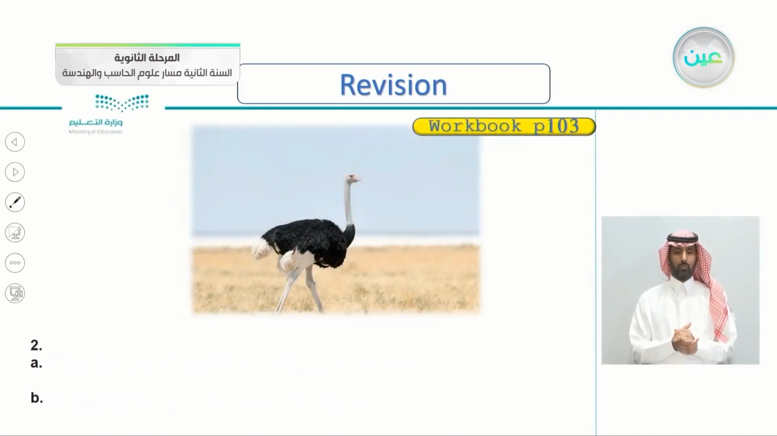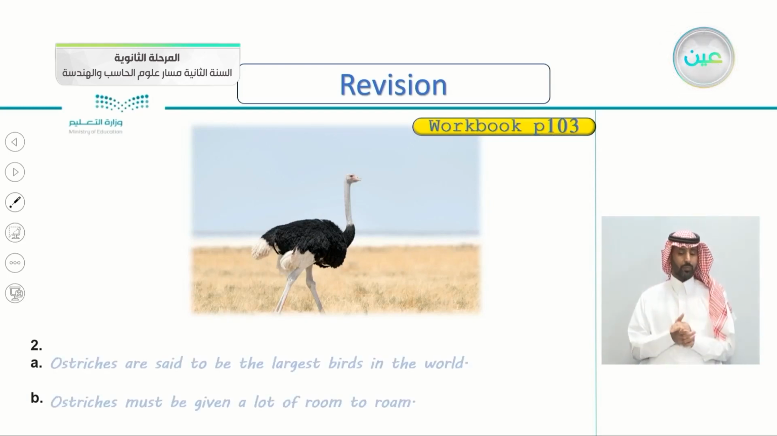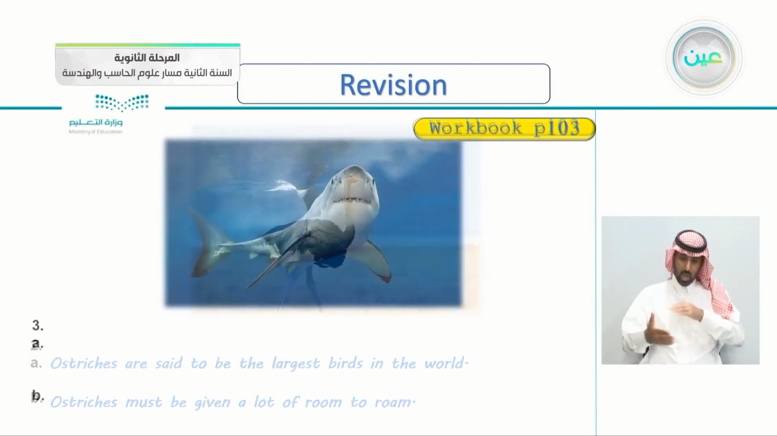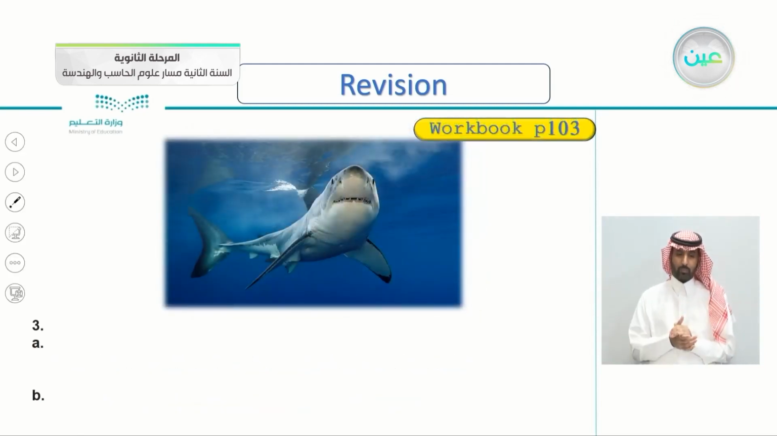What about the ostrich here? So come up with 2 sentences. Very good. But I've written ostriches are said to be the largest birds in the world, or ostriches must be given a lot of room to roam, to move freely. The third picture here is the picture of the white shark, or a picture of a shark.